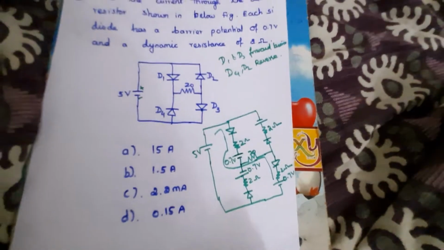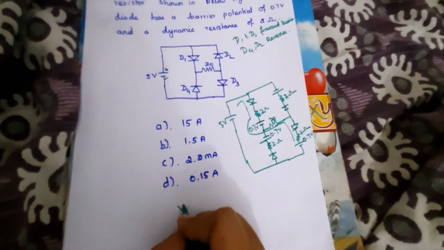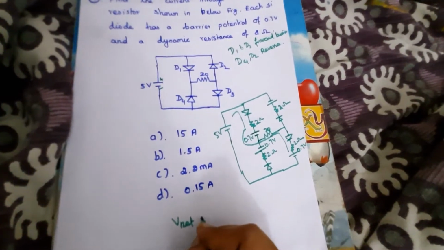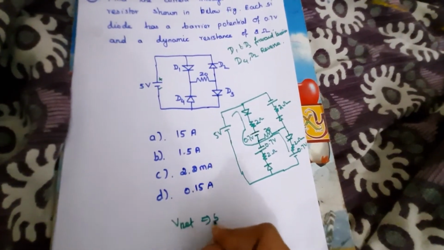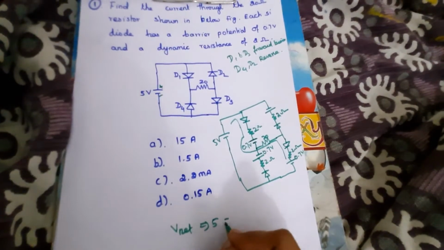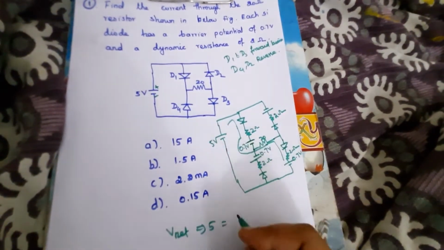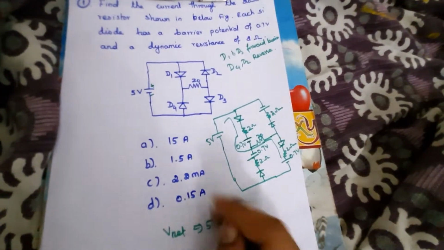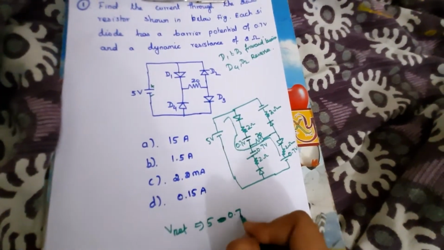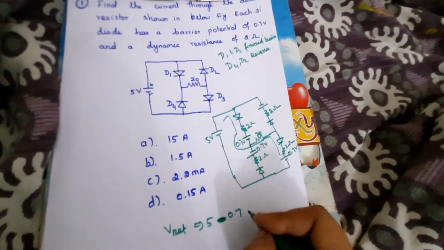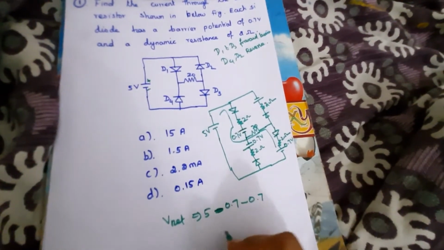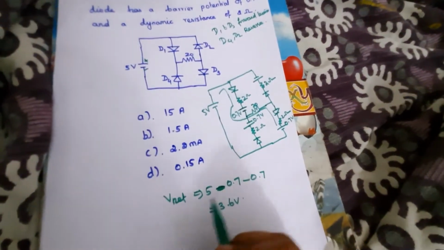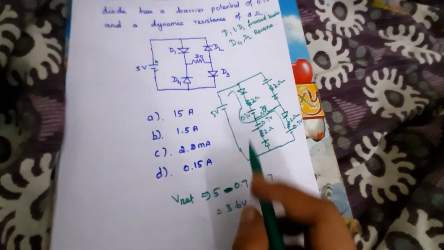So first we have to find the V net. V net is 5 volt minus this voltage drop. So V net is equal to 5 volt minus 0.7 and minus 0.7, that is equal to 3.6 volt. So first we have found the V net.